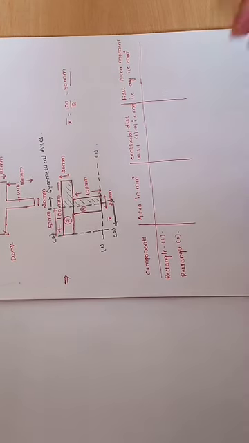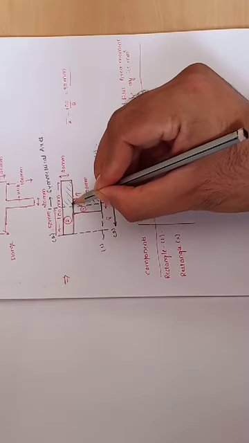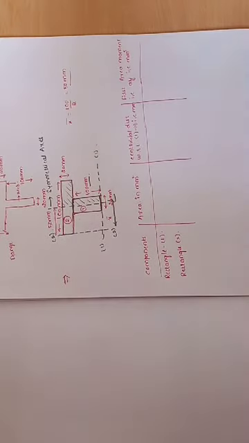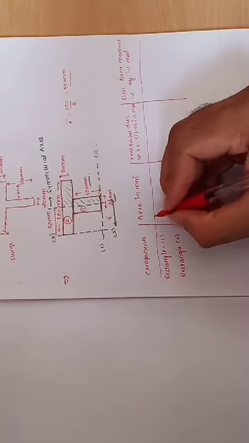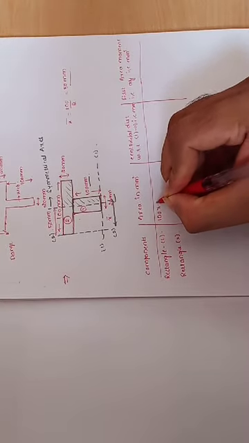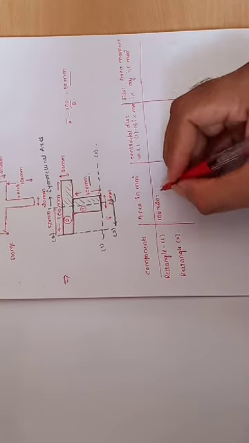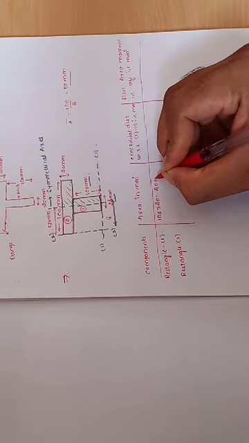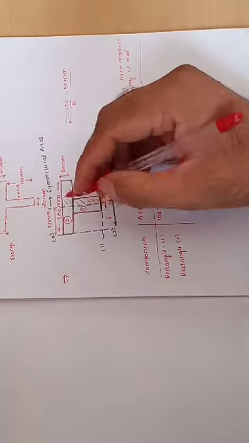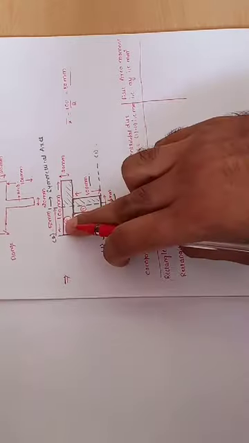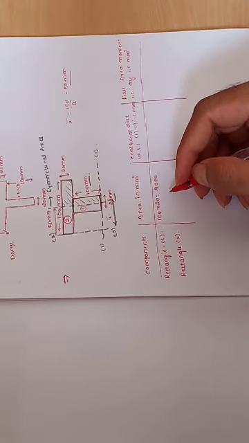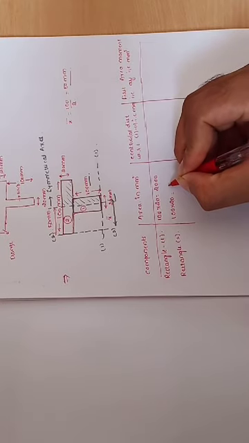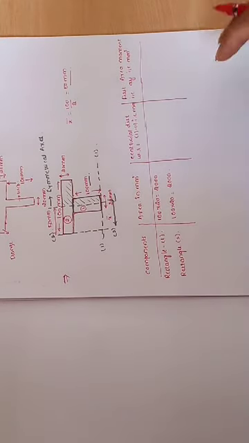What is the area of this rectangle here? The area of this first rectangle will be 20 into 100, so 100 multiplied by 20. How much will that be? That will be 2000 millimeter square. Similarly, what is the area of this one? It will again be 100 multiplied by 20, so that will be 2000.